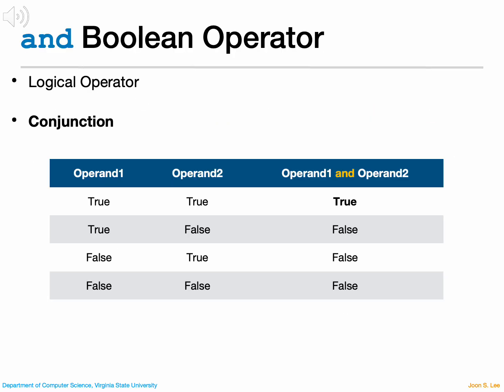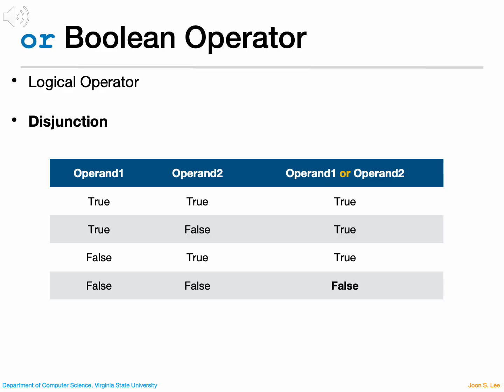Let's look at the AND Boolean operator. The AND operator is a logical operator that performs a conjunction. This means both conditions must be true in order for the whole expression to be true. Looking at the truth table, if both operand 1 and operand 2 are true, then the result is true. If either one is false, the result is false. If both are false, the result is also false. So AND only gives us true in one case, when both conditions are true.